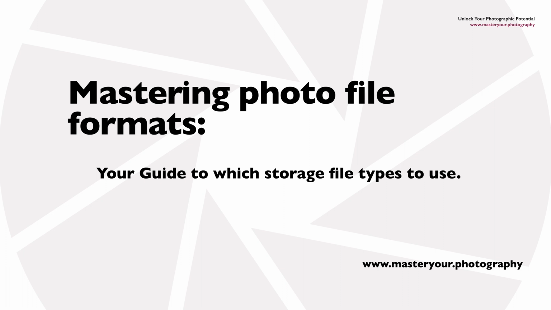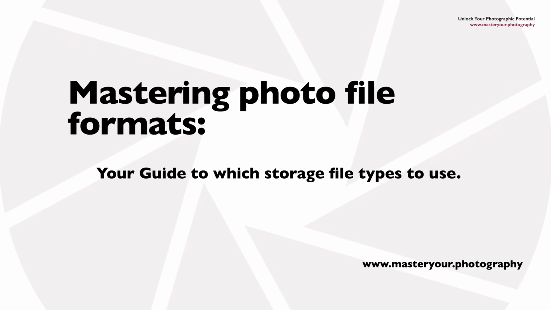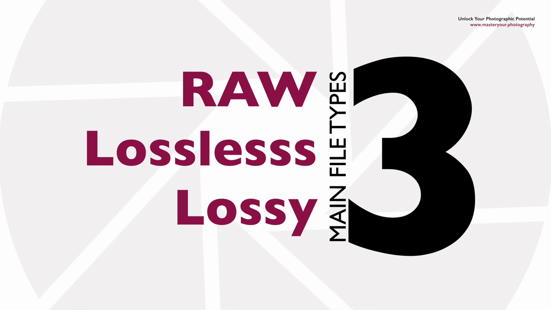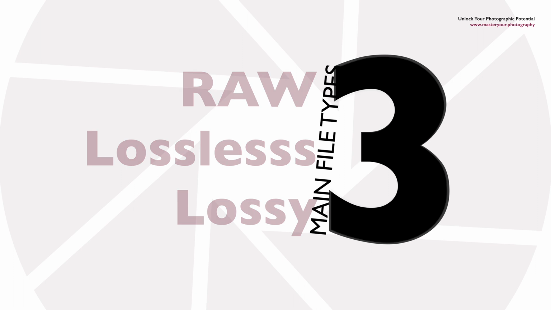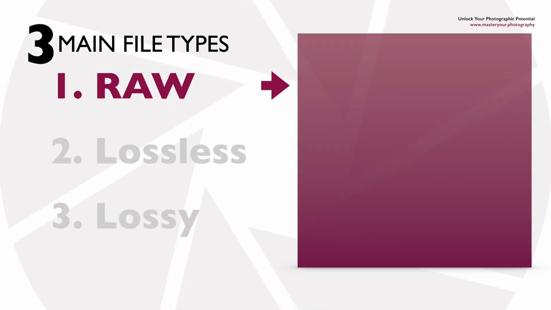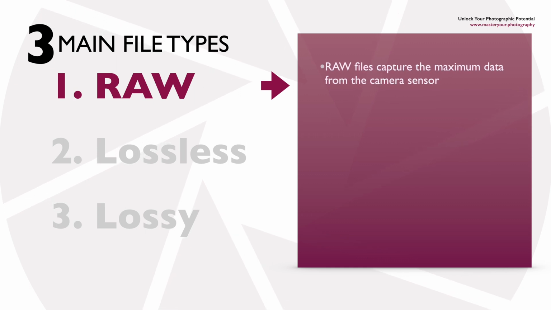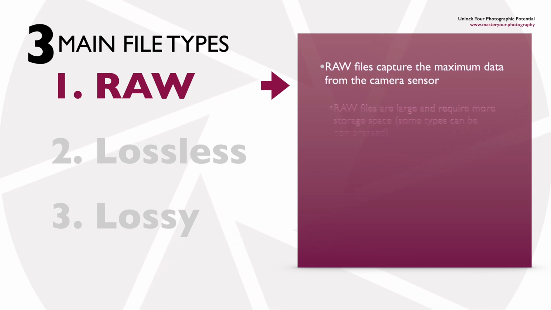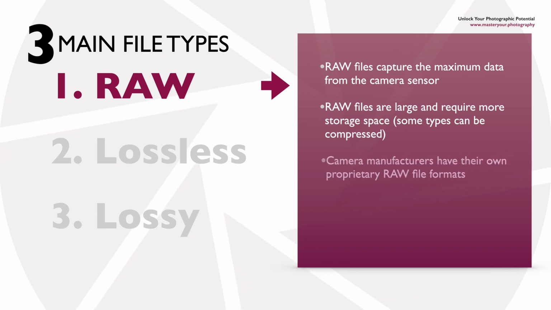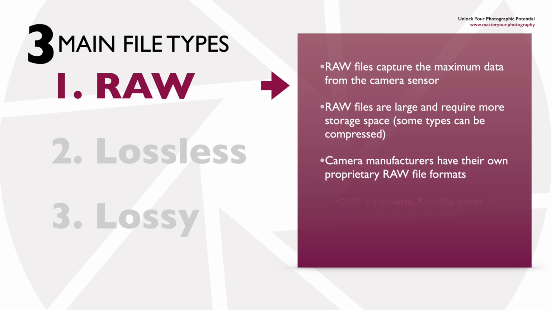We're going to look at the main photo file formats. So these are the file types that you will use to store your photos. Now I've chosen to divide these into three main types: raw files, lossless files, and lossy files, and I'll explain more about each one. If we start with raw files, now these are the files that your camera records straight from the camera sensor. So these capture the maximum amount of data, but because of that they can be quite large and require more storage space.